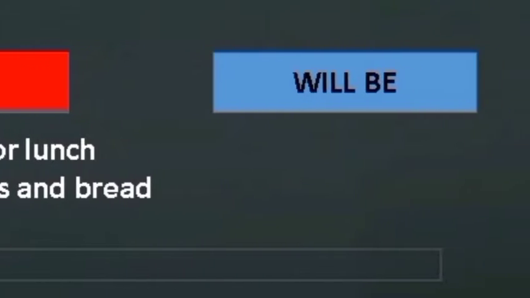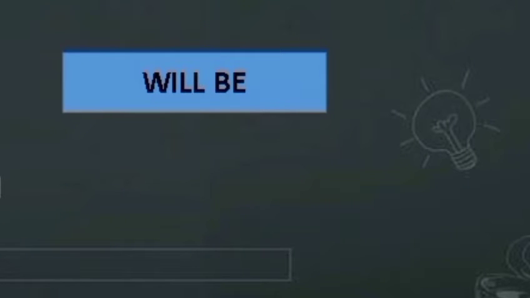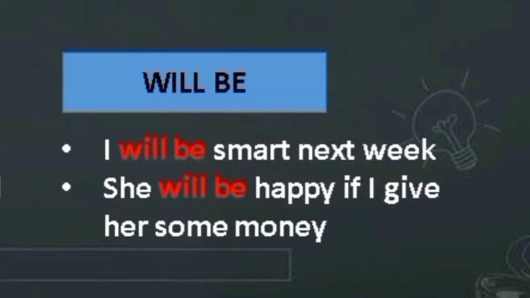Now, what about will be? The phrase will be is used for the first type of conditional sentence, where in the future this event might happen. Like the following examples. I will be smart next week. She will be happy if I give her some money.